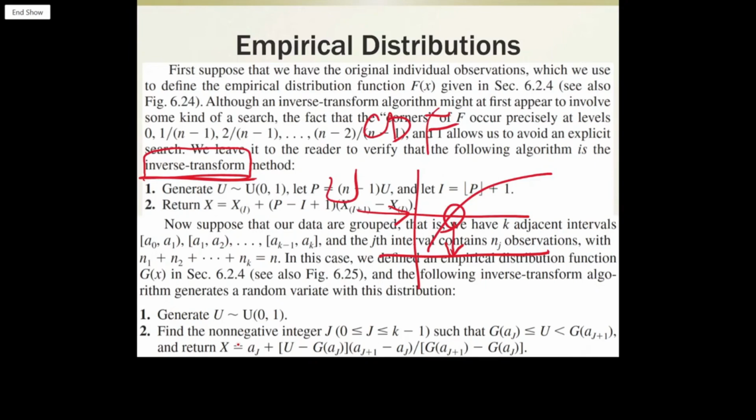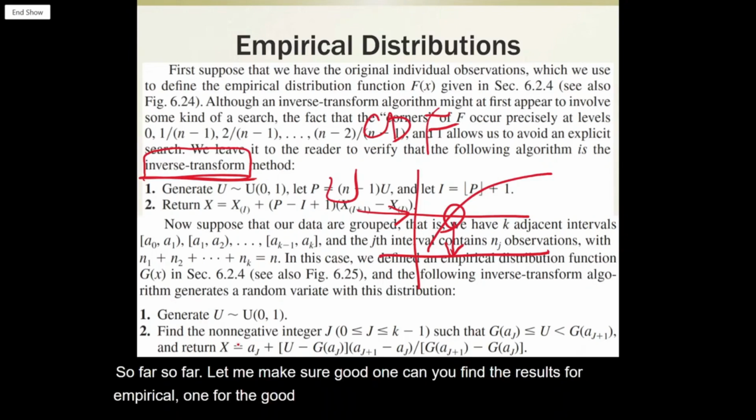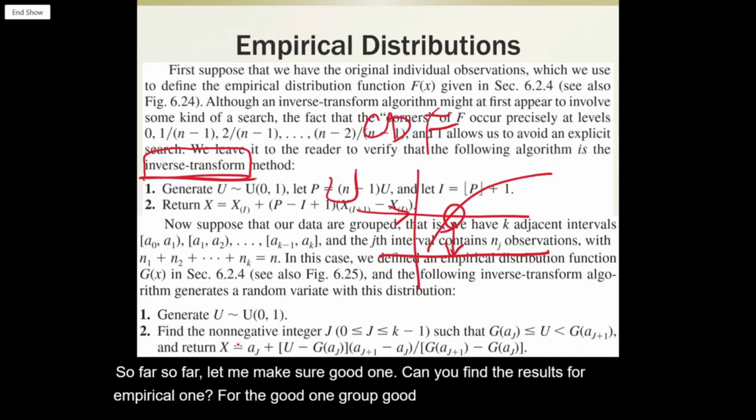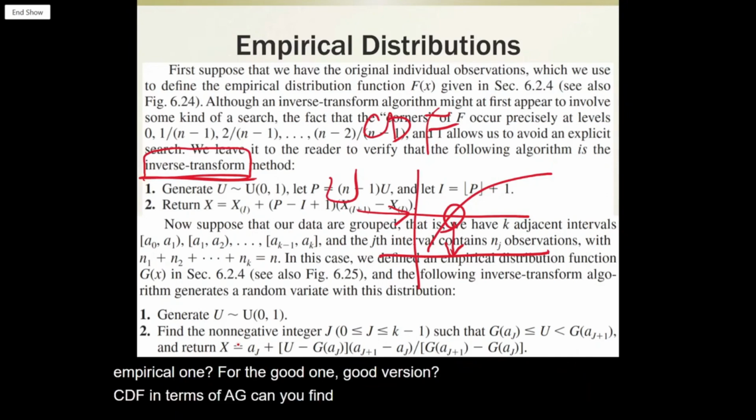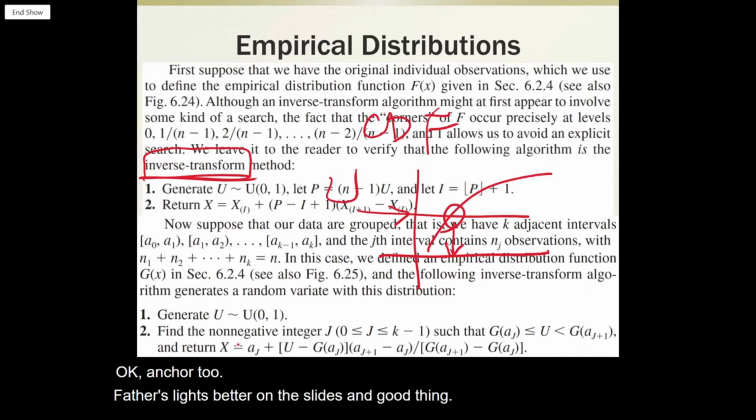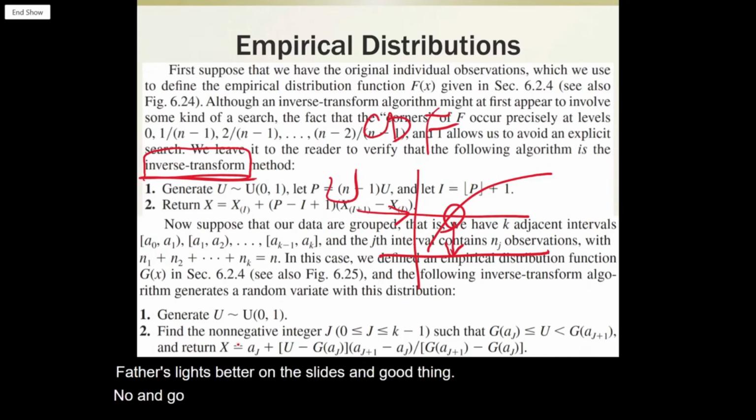So first of all, let me make sure. Group 1, can you find the results for the empirical one for group 1? Group version. CDF in terms of G. Can you find it? Okay, and group 2? Found the slides. Pass on the slides. And group 3? No. And group 4? The interpolation. And group 5?